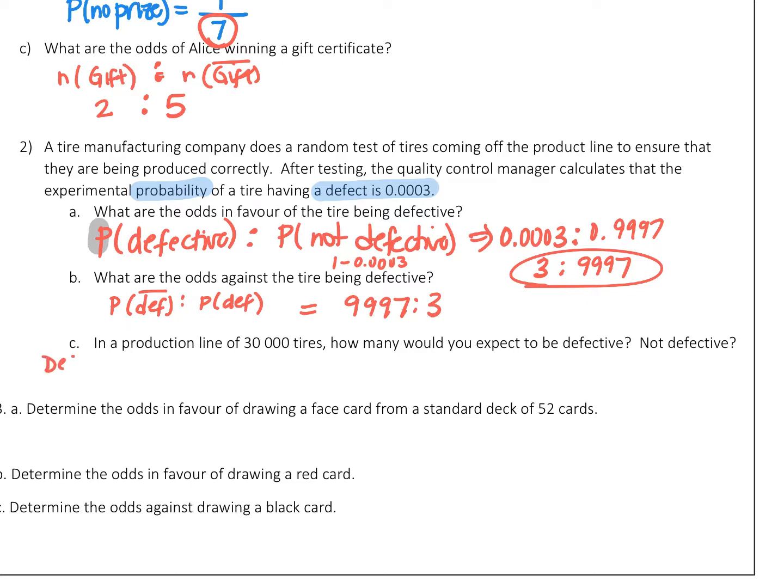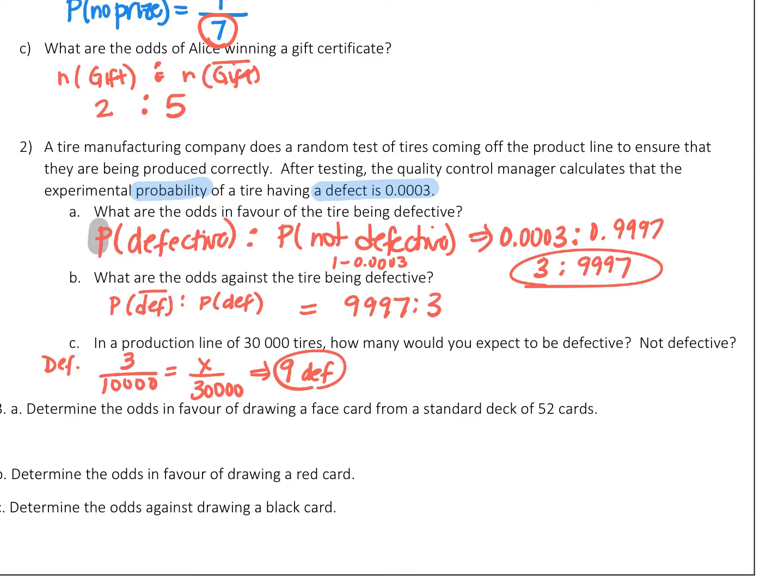Okay, well, if we understand what the odds means, this means that out of 10,000 total, I have 3 that are defective, 9,997 that are not. So out of 10,000 tires in total, I have 3 that are defective. So I'm asking you how many out of 30,000 would be defective. Okay, so you can either cross multiply if you want, or you can probably just logically think of that. If there's 3 in 10,000, there would be 9 defective in 30,000.